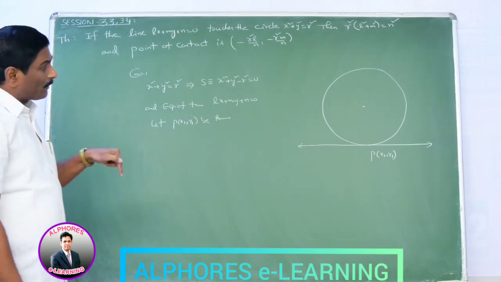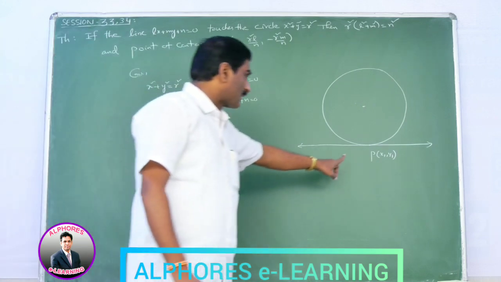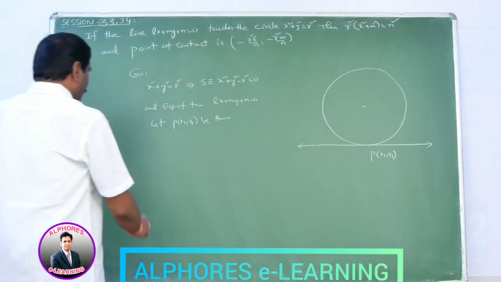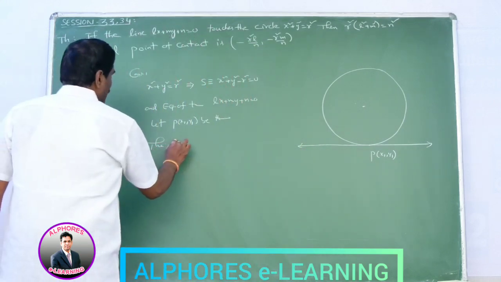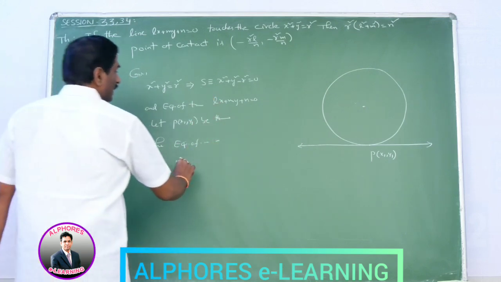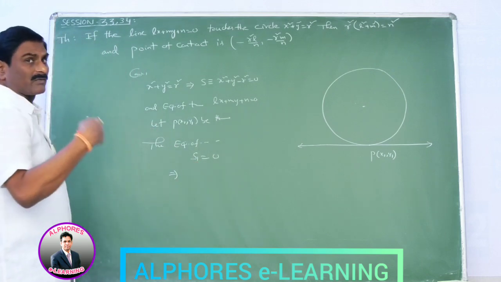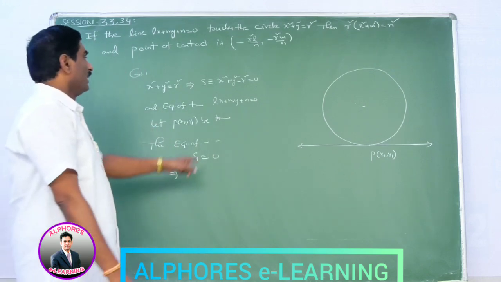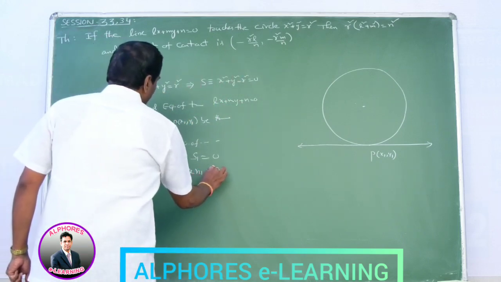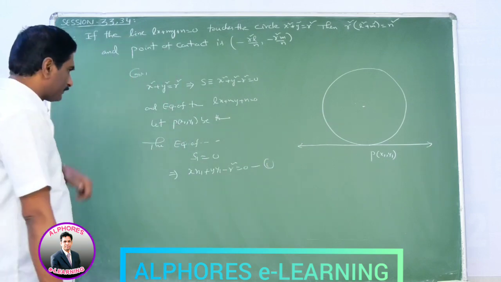Then if we know the point of contact, that means a point on the circle. If there is a point on the circle, what is the equation of the tangent? S1 = 0. Then the equation of the tangent at P(x1, y1) to the circle is S1 = 0. That means xx1 + yy1 - r² = 0. It is equation number 1.